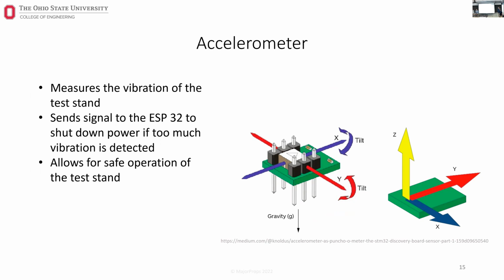A big issue with the current stand is that when it does vibrate too much, everything starts shaking and it needs to be shut down because it will destroy either the board or the propellers that are attached. And once it gets dangerous, things start flying in the wind tunnel. And to show how that power is shut down, Kevin's going to go into our power measure.